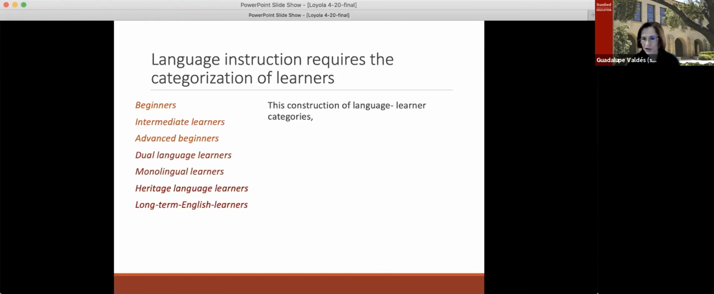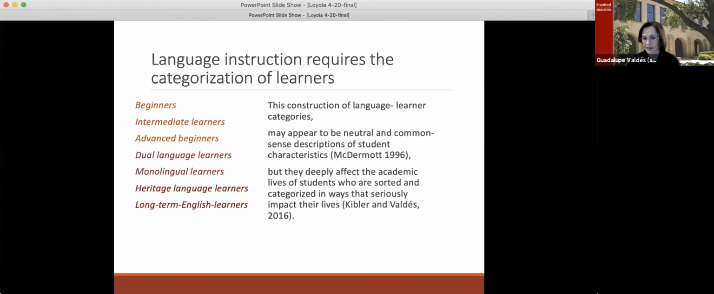But these constructions of language learner categories may appear to be neutral and common sense, but they deeply affect the academic lives of students, because we sort them and categorize them in ways that seriously impact their lives.